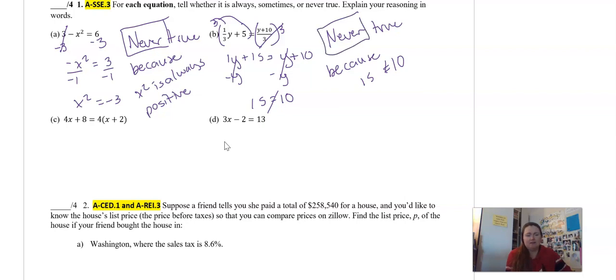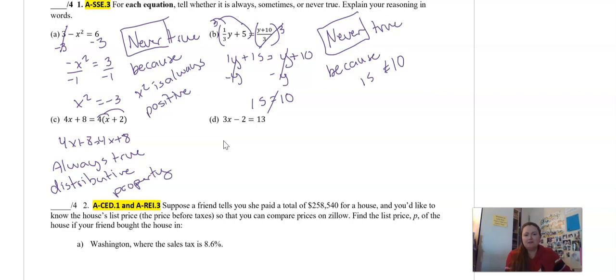Okay, now this one. I've got 4x plus 8 equals 4 times x plus 2. So we probably want to distribute this so that we can see what's going on. 4x plus 8 equals 4x plus 8. Okay, it's the same thing on both sides. So this is always true because these are the same expression. It's just the distributive property.